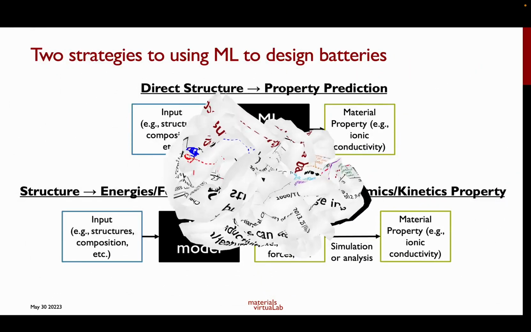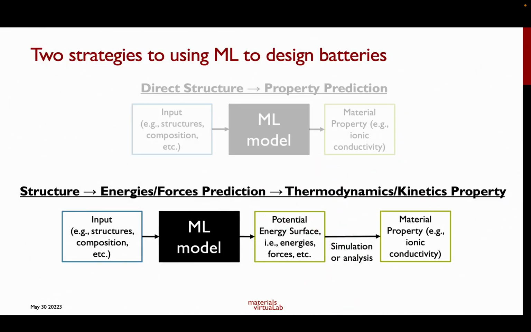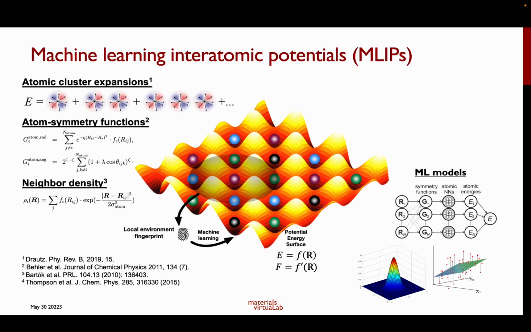Now, this brings me to the second type of approach, which is basically, instead of directly going from structure to property, we can do the intermediate step, which is we can predict the energies and forces, which is our potential energy surface, and use that to actually simulate the property that we are interested in, okay? So this kind of machine learning algorithm has a specific name, and that is basically called machine learning interatomic potentials.